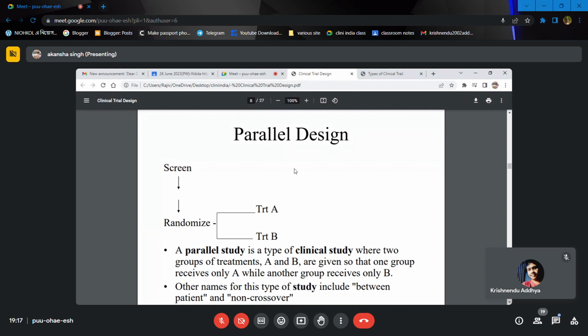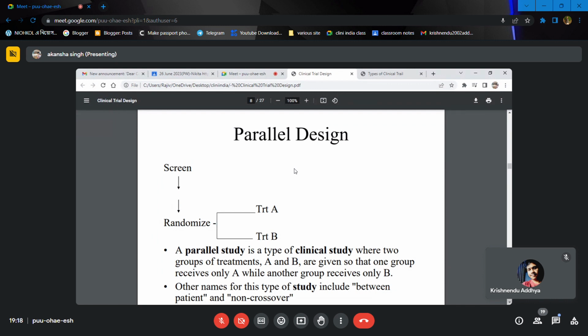Okay. Then the 50 people you have screened, these people will go further for the study. Then you will randomize them, by picking chits or flipping coins, so you randomly allocate them into different groups. In a parallel design, we divide them into two. One group will get treatment A, the other will get treatment B, and their outcomes will be studied. That becomes your parallel study.